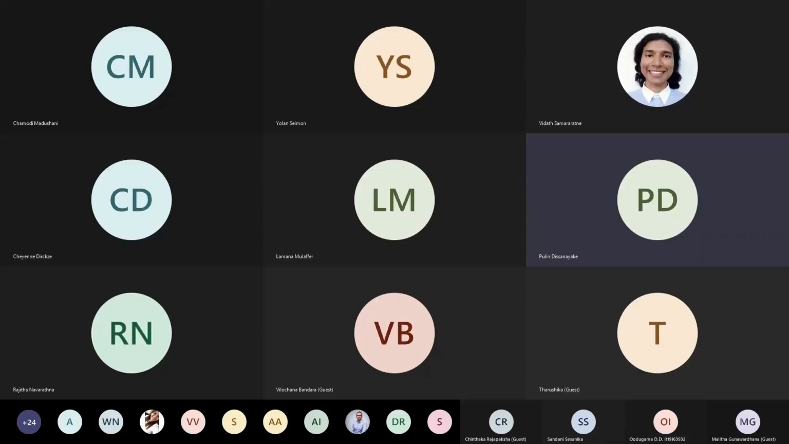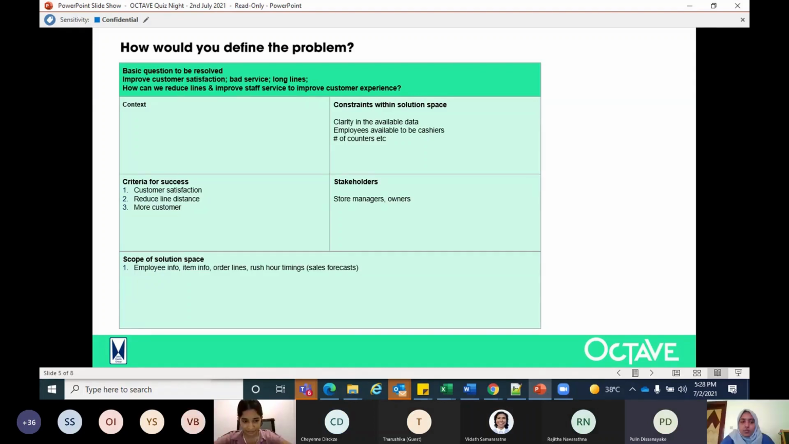The customers who are leaving the store should be satisfied, and we need to reduce the line distance because they are spending so much time in the line, they will get bored and they will have a bad experience in the store. The other thing is we can measure the success by having more customers, by improving the line distance and the customer experience. More customers will come to the store.